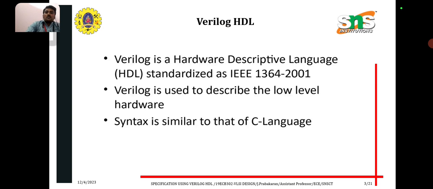Hardware description languages are essential for the design and implementation of complex digital systems such as microprocessors, memory units, and other integrated circuits. Engineers use HDL to model and simulate the behavior of these systems before they are physically implemented in hardware. The HDL code can be synthesized into a netlist, which is a low-level representation of a circuit that can be used to program field programmable gate arrays or application-specific integrated circuits.